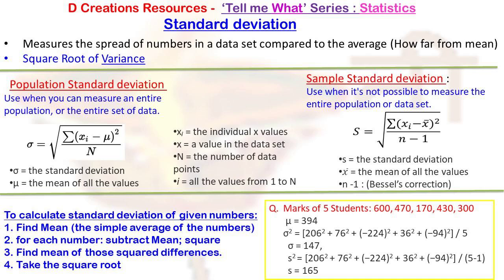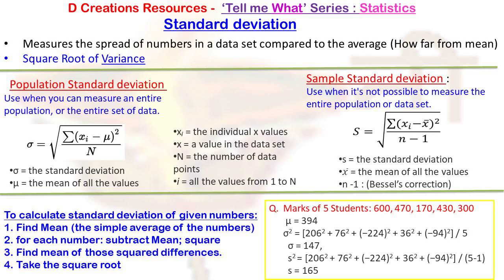Now, as mentioned earlier, standard deviation is the square root of variance. So standard deviation is the square root of 21704, and that comes out to be 147.32. But we are just going to approximate it, and the standard deviation is going to be 147. So it means that the numbers are far from the mean by 147.